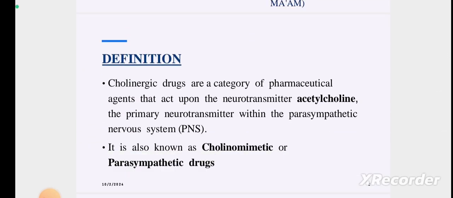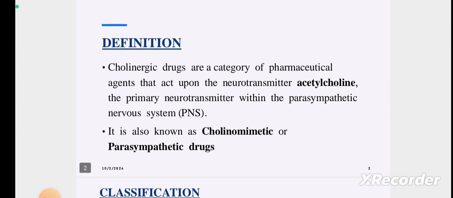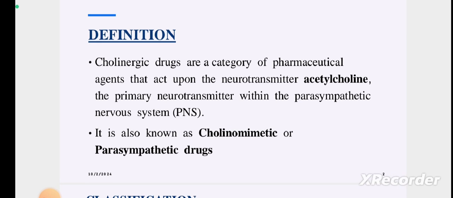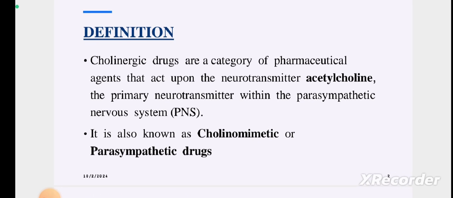What is a cholinergic drug? The definition: cholinergic drugs are a category of pharmaceutical agents that act upon the neurotransmitter acetylcholine, the primary neurotransmitter within the parasympathetic nervous system. Now, firstly, one would ask, what is the parasympathetic nervous system?